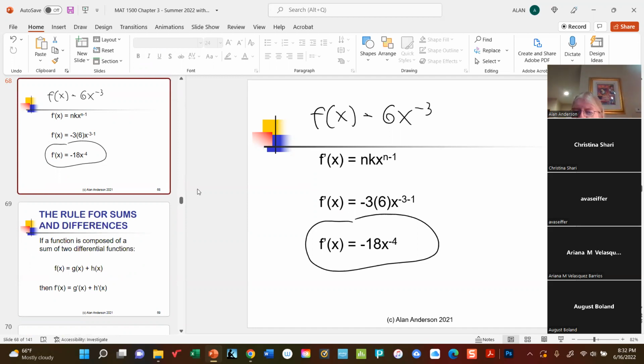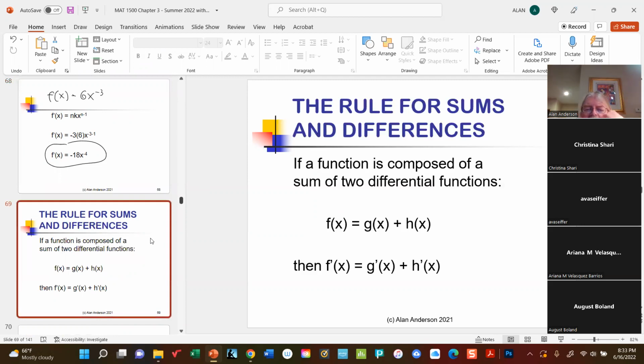For example, what about if we're adding two functions together or subtracting? How do we calculate the derivative of a sum or a difference? Well, this one is very easy. Okay, let me show you. What if the function f of x consists of two other functions that we add together, g of x and h of x? Well, then the derivative, f prime of x, is equal to the sum of the derivatives of g of x and h of x, and it's that simple.